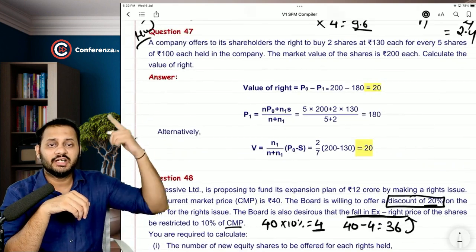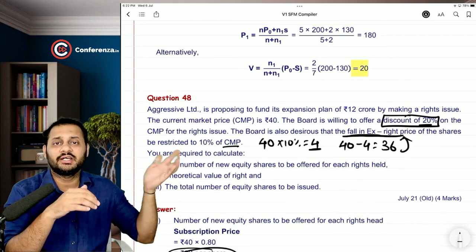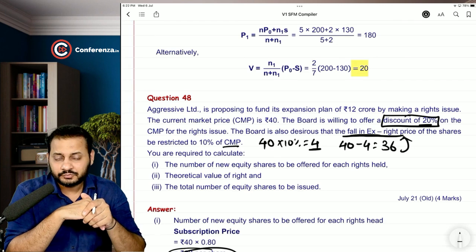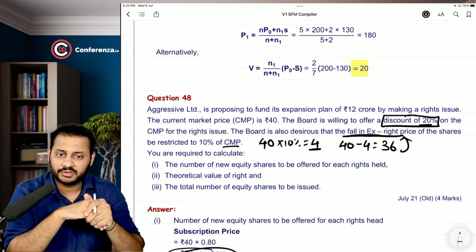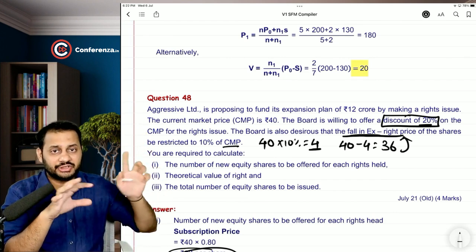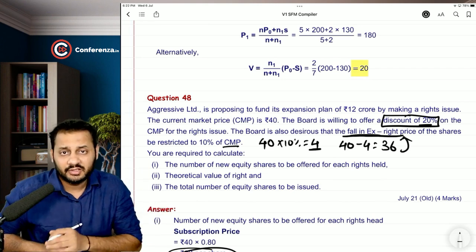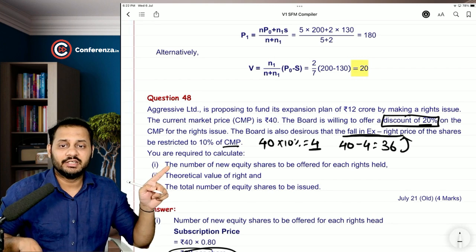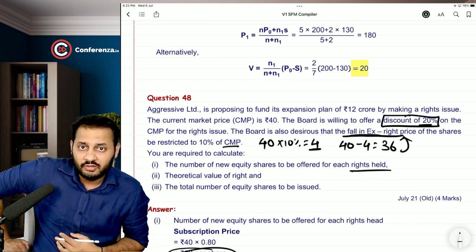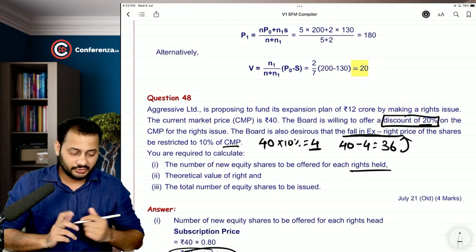In the previous question, they asked you to calculate the X-right price. In this question, they are already giving you the X-right price, that the fall should not be more than 10%. Now, the question is asking you the ratio. Please understand, the entire question has finished and they have not yet given in which ratio the rights issue has been declared. So now they are asking you the number of new equity shares to be offered for each right held. For one right, how many shares can someone purchase? Okay, let's calculate it.